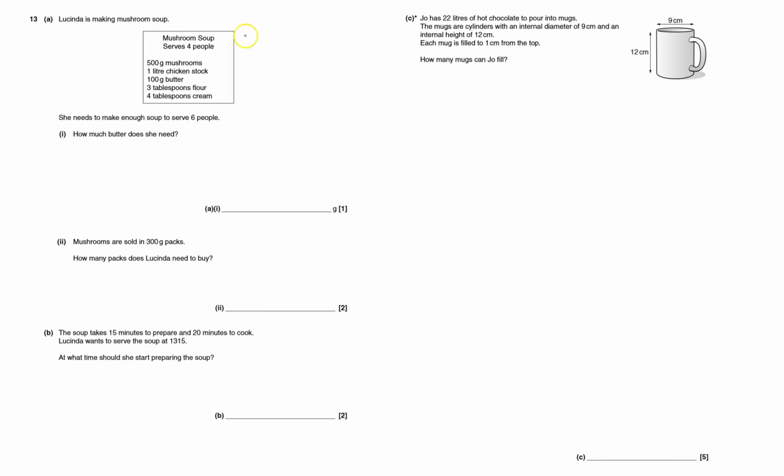Lucinda's making mushroom soup, and that's a recipe that serves 4 people. She needs to make enough to serve 6 people. So if I do 4 times by 1.5, I could times by 1.5.